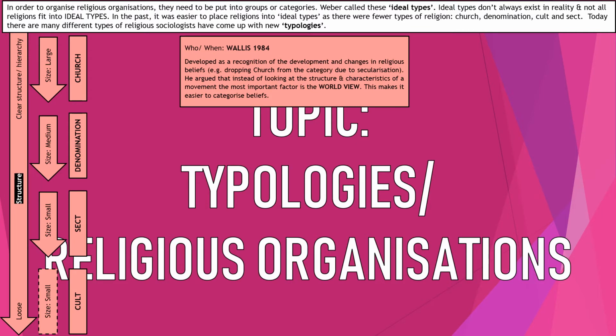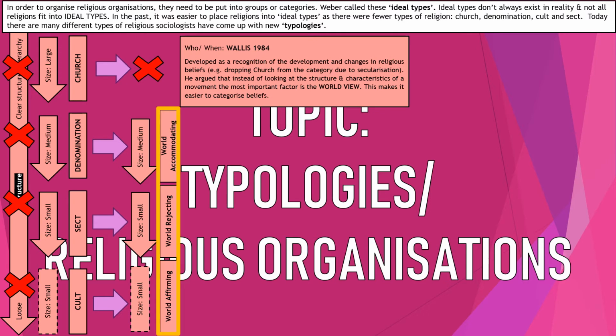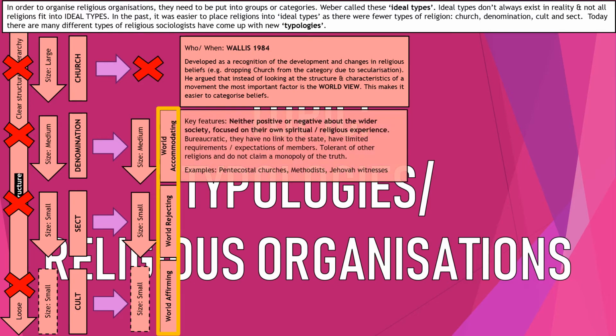So the next typology we have is Wallace. Wallace came along in 1984 and he changed things up a little bit. So he got rid of looking at the church. He saw secularization as a growing process, so dropped the church from the categories. He also looked at the remaining categories, denomination, sect, cult, and rather than carry on with those, he adapted them. So he got rid of the idea of structure. He didn't look at the structure of the religion. He focused on its relationship to the world around it. So he focused on their worldview, and he introduced world accommodating, world rejecting, and world affirming. But they are essentially still denomination, sect, cult with a different name. So the same characteristics carry over as we previously saw.